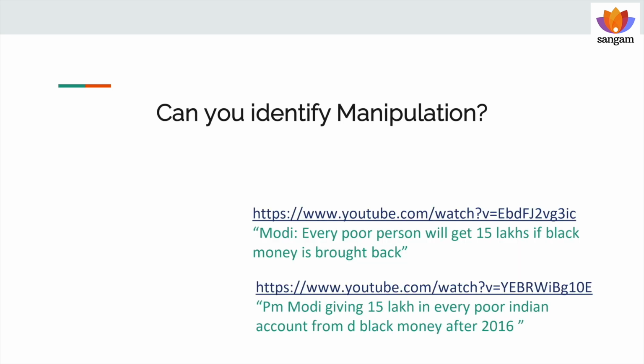This is an example from Modi's 15 lakhs. We saw in front of our eyes how they manipulated this comment from Modi about 15 lakhs. It was that every person would get 15 lakhs if black money is brought back. What they said was that PM Modi is giving 15 lakhs to every poor Indian from the black money after 2016. So we all know how they manipulated things.